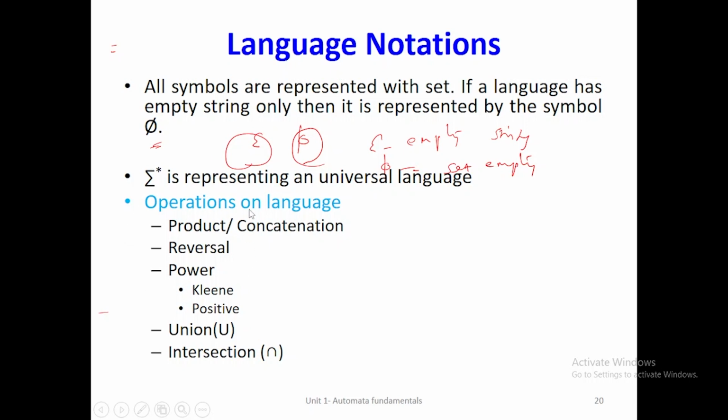We can perform the following operations on a language. These operations are also performed on sets. You are aware that these are all sets. Union and intersection are also available. Closures means Kleene closure and positive closure. Kleene closure is denoted with sigma star. Positive closure is denoted as sigma plus. We are aware that sigma star is equal to sigma 0 union sigma plus. This is the relationship between these two closures. Reverse is also possible. These are all the operations which can be performed on a language.